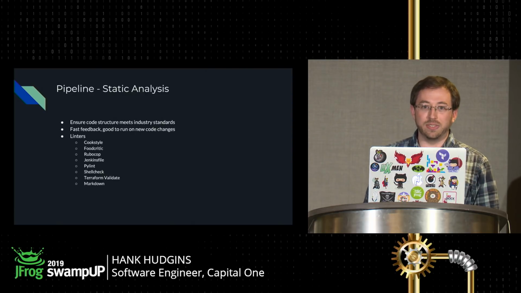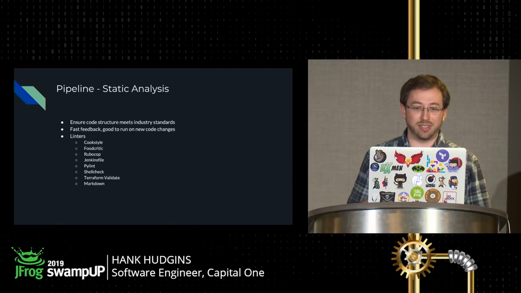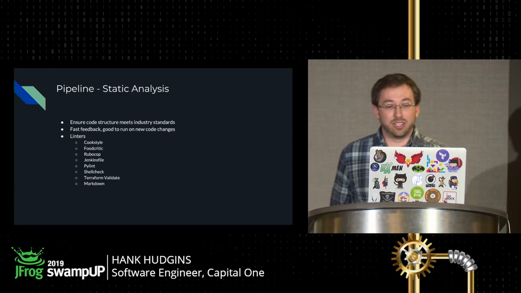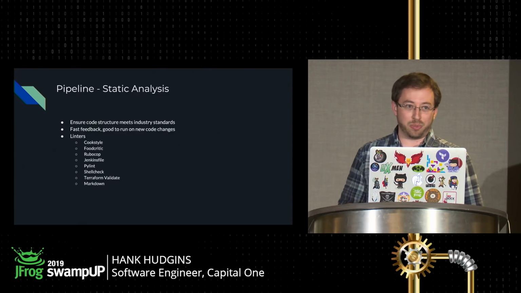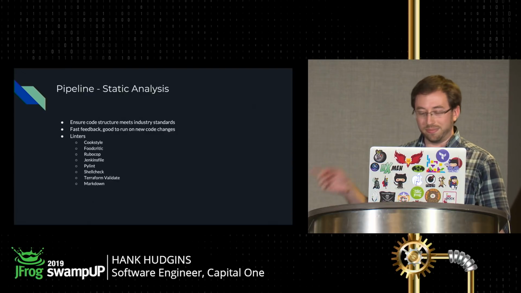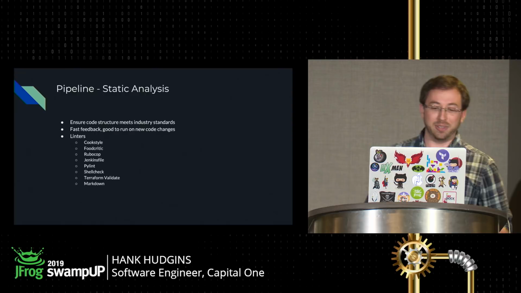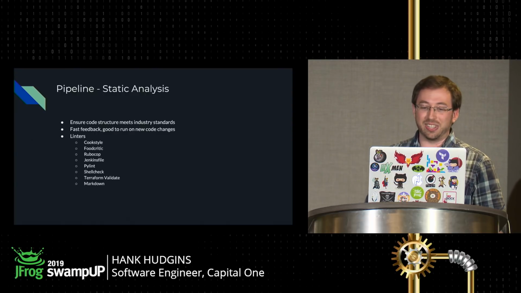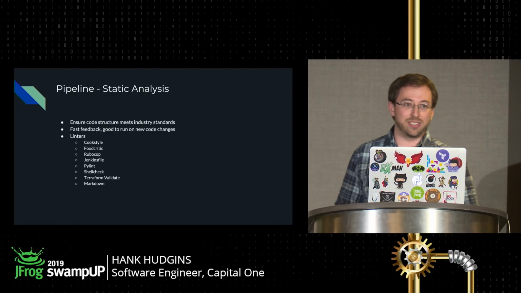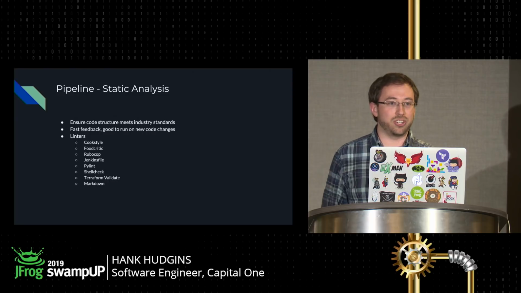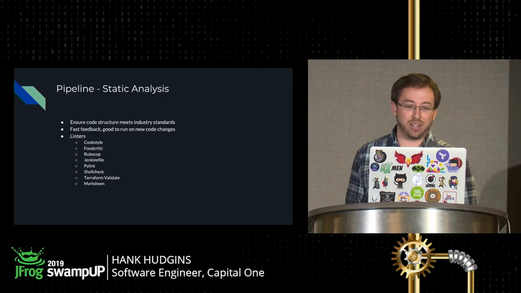Okay, so we'll go into each of these different stages in our pipeline now, and go over the details of each and how we are implementing these. So static analysis: this one runs on pull requests and our merges to our main branch that build the dev environment. These ensure that our code structure meets industry standards. It gives us really fast feedback, making sure we're not introducing unmanageable code structure into our repository.